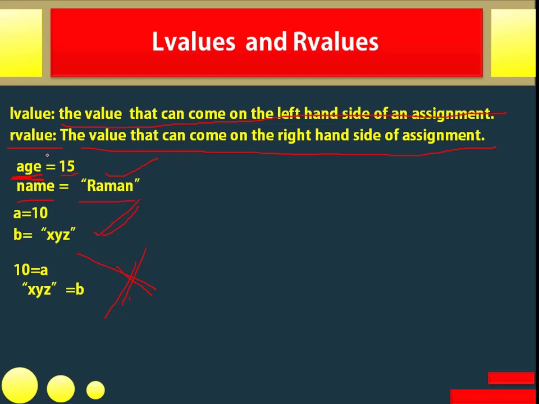So the value will come on the right side, and the name of the label or name of the variable will come on the left side. It's not that we are keeping the value on the left side and the names on the right side. So this is incorrect. Now there are some more concepts that we are going to learn in variable and assignment. I will just show you.